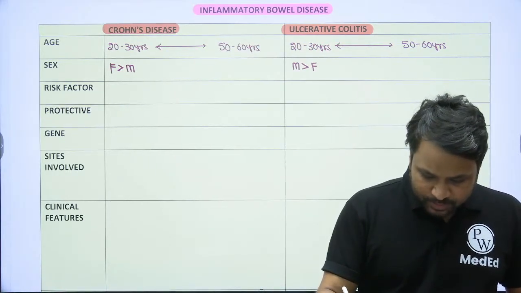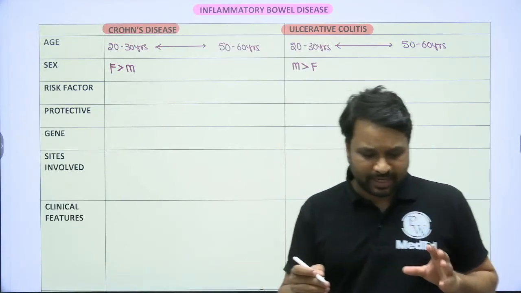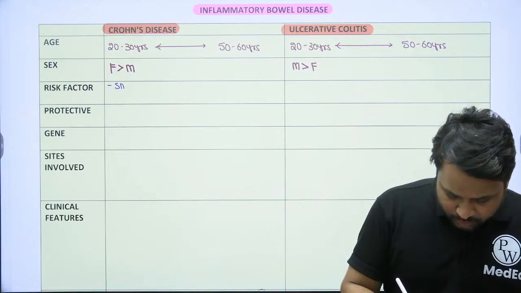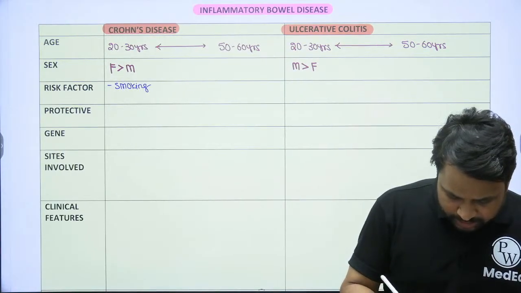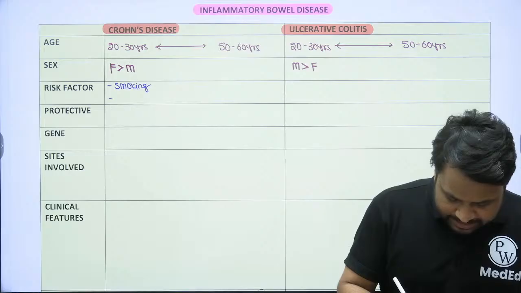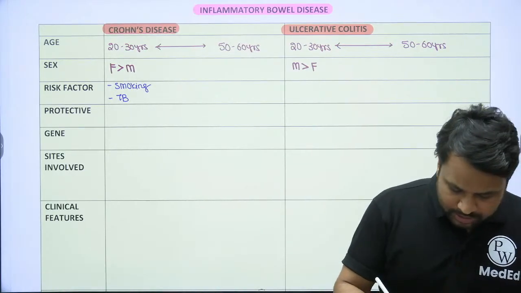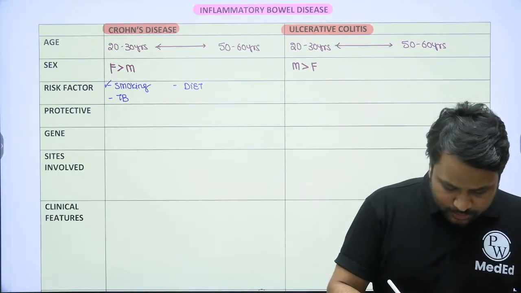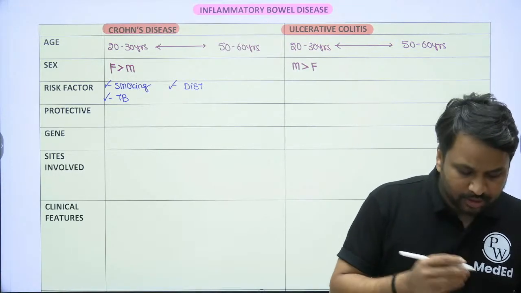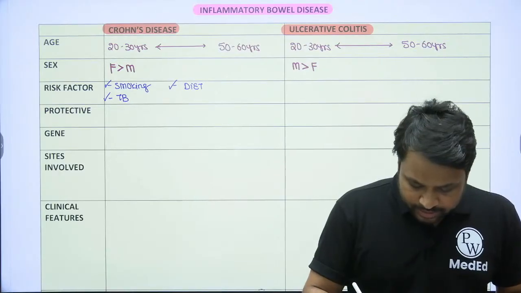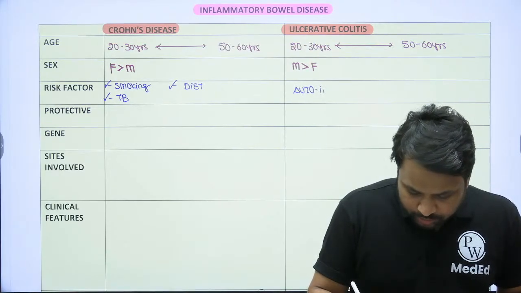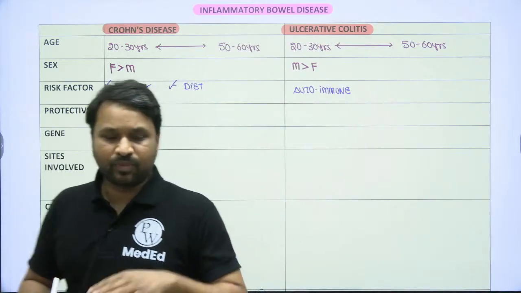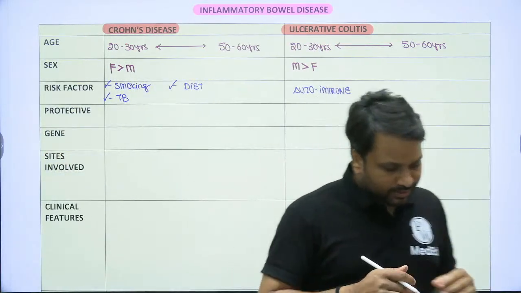Now, risk factors, when we talk about it, there's a small controversy behind it, but I'll try to make it very simple. The usual risk factors that I can give for Crohn's are smoking, number one. Number two, it is seen secondary to intestinal tuberculosis. It is a dietary component as well. So usually associate smoking, tuberculosis, and dietary component. Ulcerative colitis is purely an autoimmune disorder. So there are no specific risk factors for ulcerative colitis.